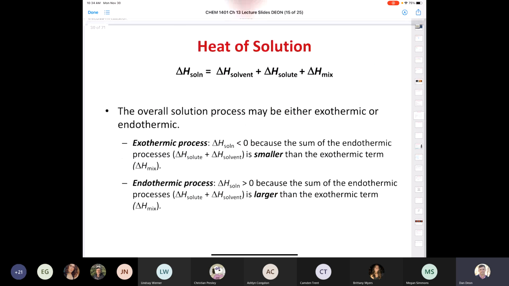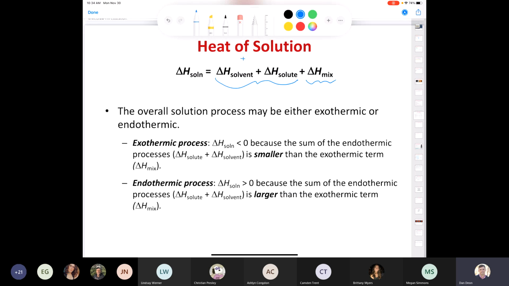If I want to calculate the overall heat of solution, how much heat is released or absorbed through the process of making a solution, I'm going to have to tally up all three of those. I'm going to have to tally up the delta H of the solvent and the solute, and then the delta H of mixing as well. Now remember, both the delta H of the solvent and the solute were positive, weren't they? Both of those were endothermic processes, whereas the delta H of mixing was negative, because that's an exothermic process.